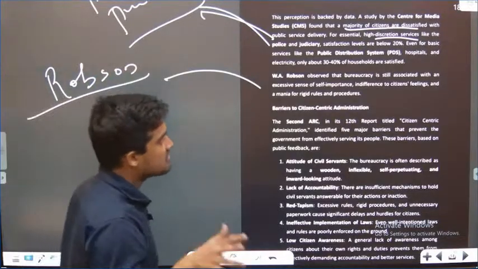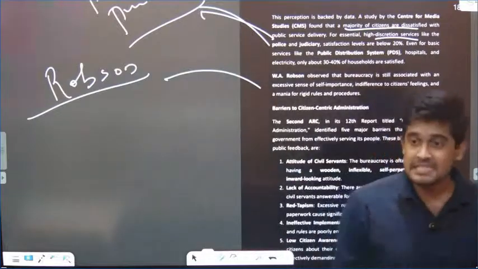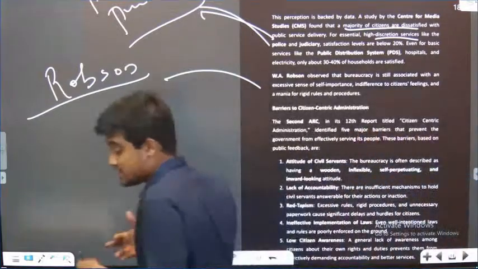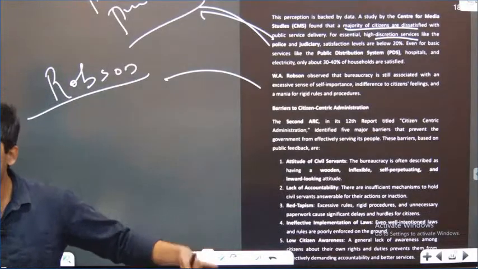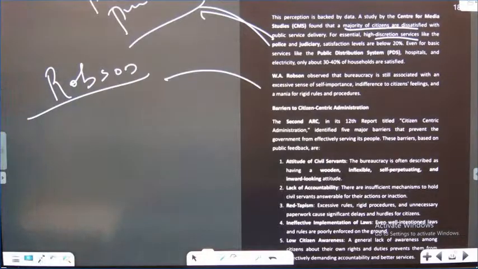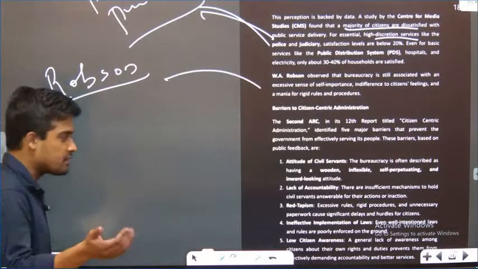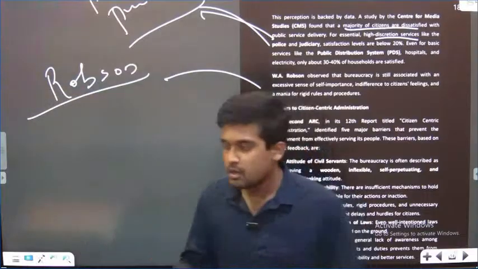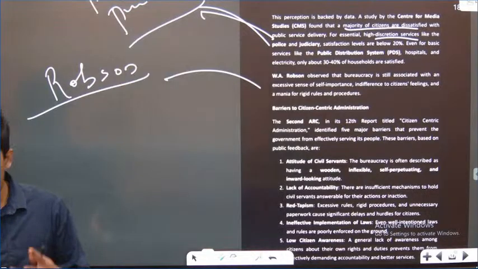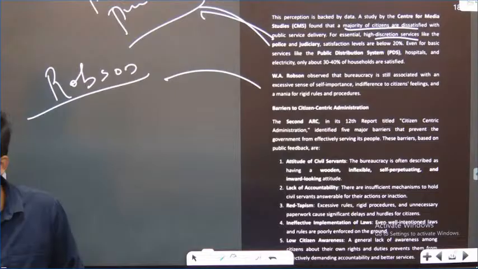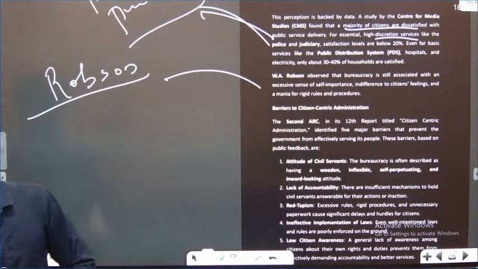So Robson observed that bureaucracy is still associated with an excessive sense of self-importance. If you see a government clerk, that government clerk will act like he's a king. You have seen that, right? So self-importance, indifferent to citizens' feelings. If a citizen is coming to a government office on a work day, he's losing some salary. He has come on a half day or something. That means he's facing some kind of problem. So rather than being sensitive to the feeling, they'll make that person sit in line or wait in queue, because they're very insensitive to citizens' feelings.